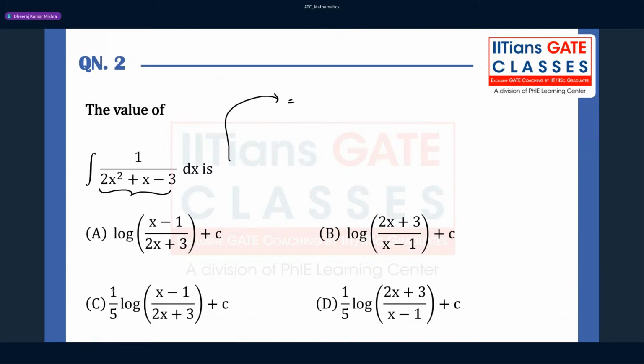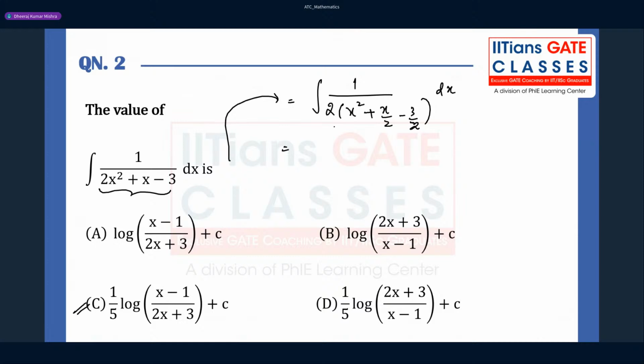You can say option C will be correct here. That is 1 by 5 log of (x minus 1) by (x plus 3), plus C. This option will be correct. But how to solve this? What you can do here, you can take 2 common from the denominator. It will be 1 by 2 times x squared plus x by 2 minus 3 by 2. This is the first approach that you can do.